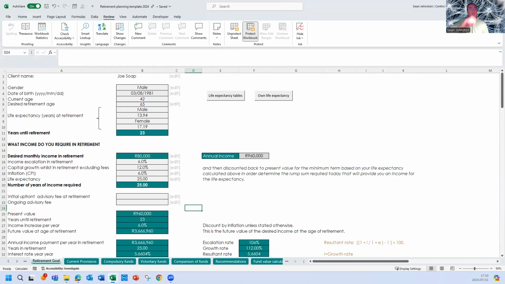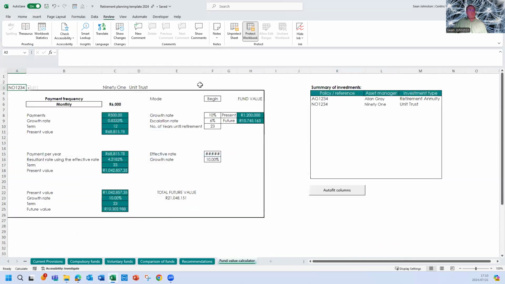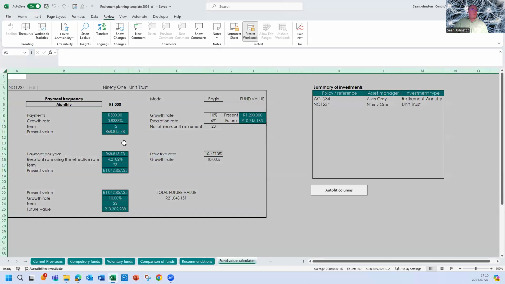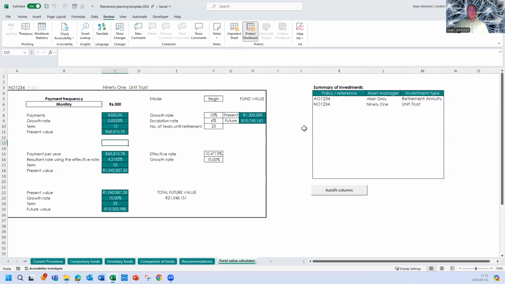I'm going to use exactly the same example over here. You can follow along as you have been in the past. The last thing I want to show you quickly is just a fund value calculator. So what this basically is, is just a bit of a back end formula.